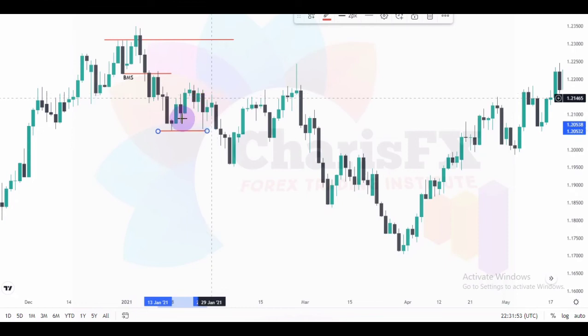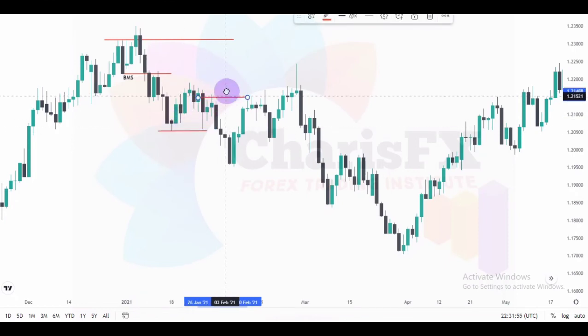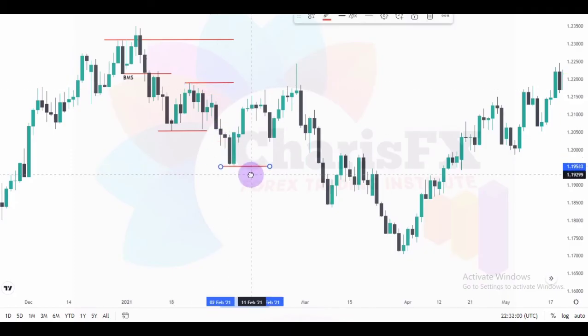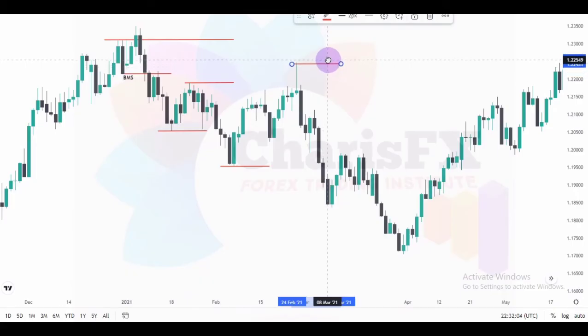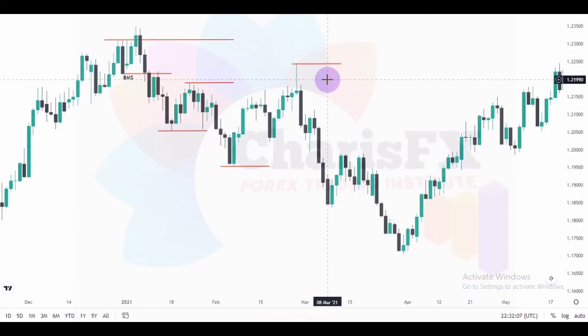So, lower low, lower high, lower low, lower high. Remember, as long as the body of the candle does not close above this high, there is no breaking market structure. So some of you may want to think that this is a breaking market structure. No, it's not true, because the body of the candle has not closed above this last high. Remember, we are using the body of the candle to identify breaking market structure.